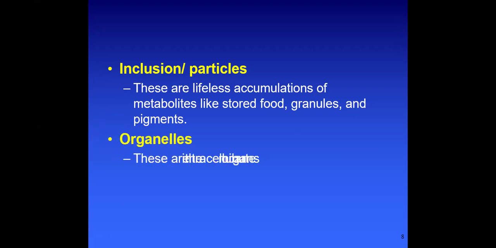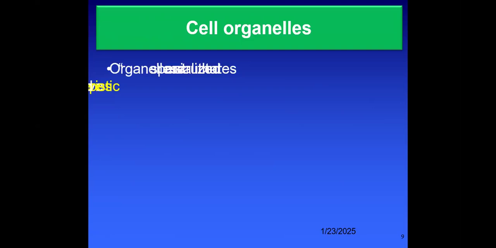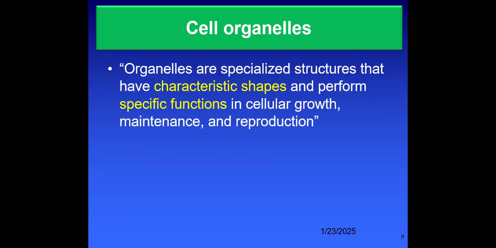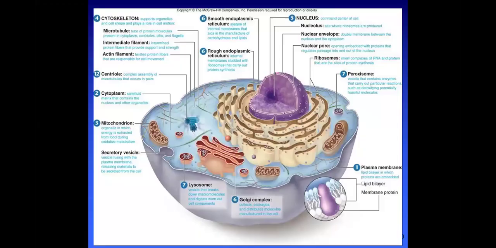What are the organelles? These are the intracellular minute organs, and these can again be divided into membrane bounded and non-membrane bounded, which will be discussed in the upcoming slide. The organelles are specialized structures that have characteristic shapes and perform specific functions in cellular growth, maintenance, and reproduction. These organelles can be the mitochondria, the Golgi apparatus, the endoplasmic reticulum, both smooth and rough, the ribosome, and the lysosome. These all are the cell organelles.